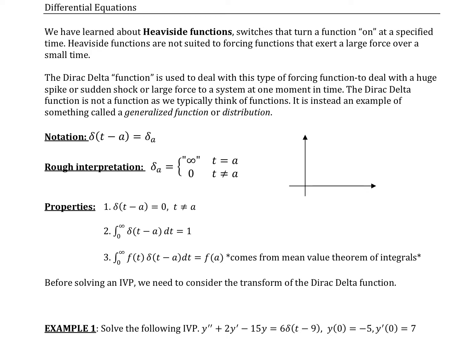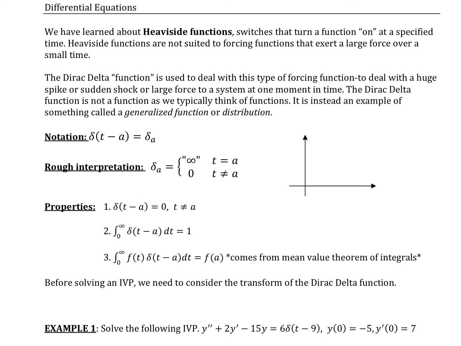And so the Dirac delta function, and I'm going to use the word function loosely, is used to deal with this type of forcing function, to deal with a huge spike or shock in a large system at one moment in time. So the Dirac delta function is not truly a function like we think about, because if we looked at a picture of it, you would see it does not pass the vertical line test. But it's what we call a generalized function.